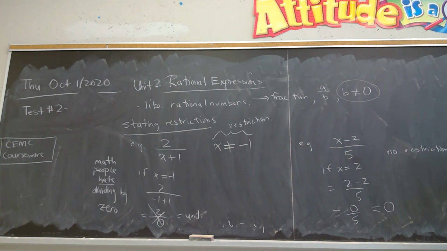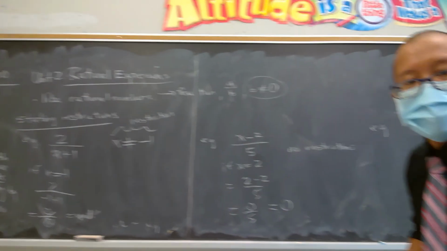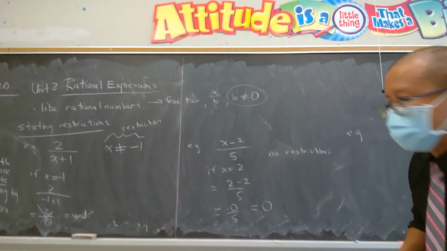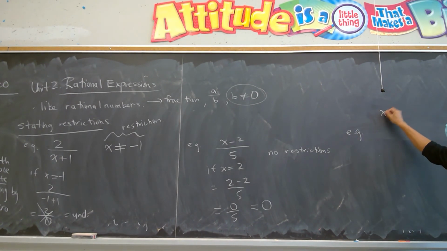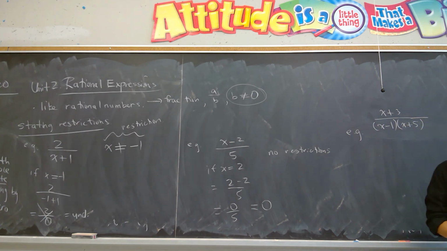In the next example I'm going to make up before I look at the problem. Let's just say we have this expression, x plus 3 over x minus 1 times x plus 5. Notice I'm not asking you to expand it. Now you're already seeing that the numerator seems to be a binomial, the denominator seems to be in factored form.